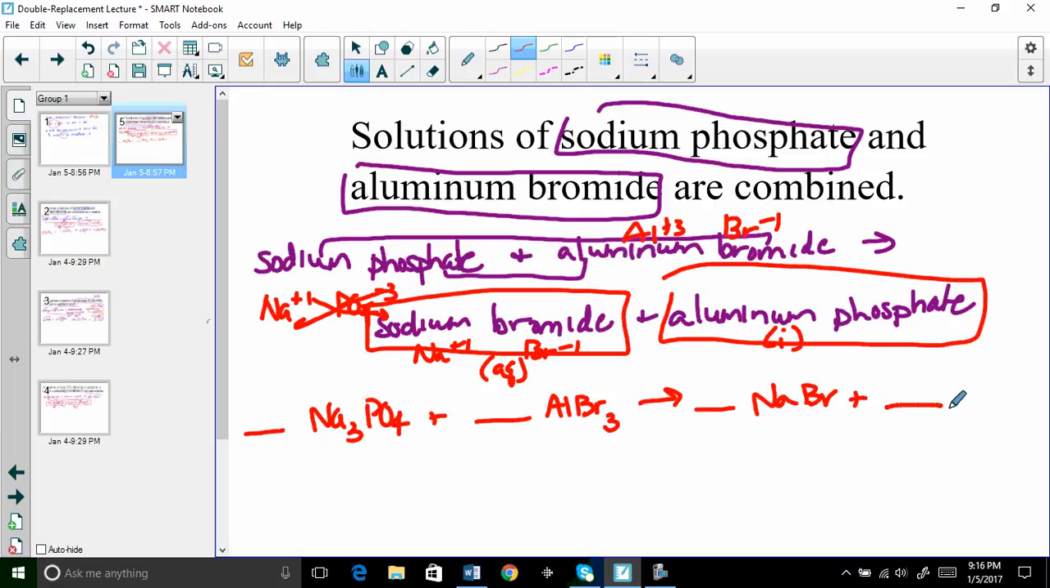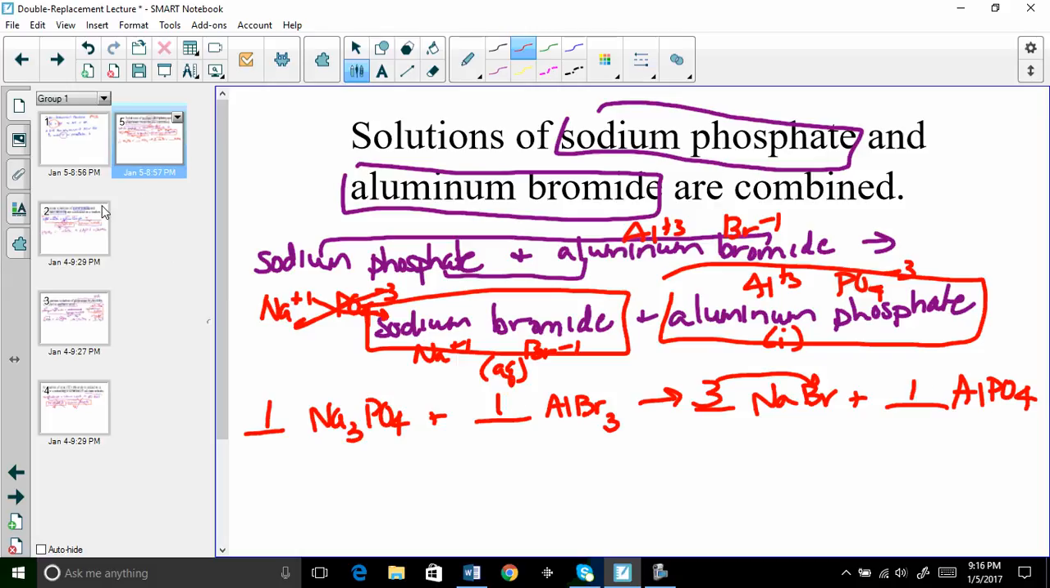And then aluminum is +3 and phosphate is -3, and +3 and -3 add to 0. So this is just AlPO4. And then the last thing you do is balance. 3 sodium, 1 sodium. I'm going to put a 3. 1 phosphorus, 1 phosphorus. Skip over the oxygen, 1 aluminum, 1 aluminum, 3 bromine, 3 bromine. And now go back and hit 4 oxygen, 4 oxygen. So this ends up being a 1 to 1 to 3 ratio.